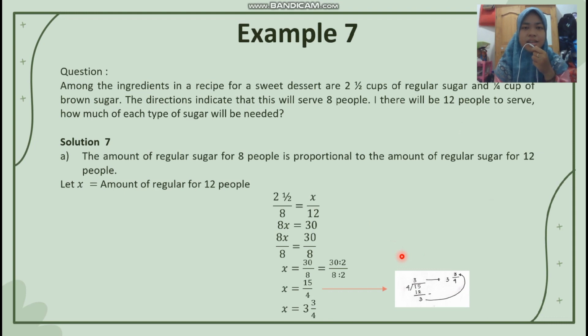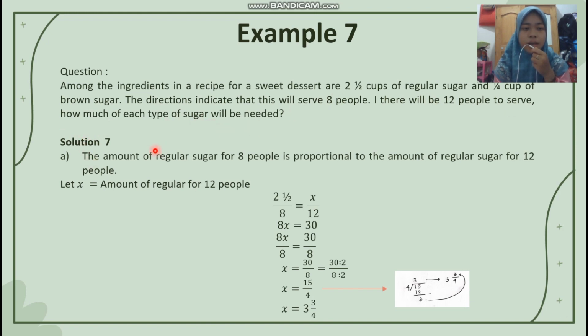And the last is example 7, and the question: among the ingredients in a recipe for a sweet dessert are 2½ cups of regular sugar and 1 divided by 4 cup of brown sugar. The directions indicate that this will serve 8 people. There will be 12 people to serve. How much of each type of sugar will be needed?